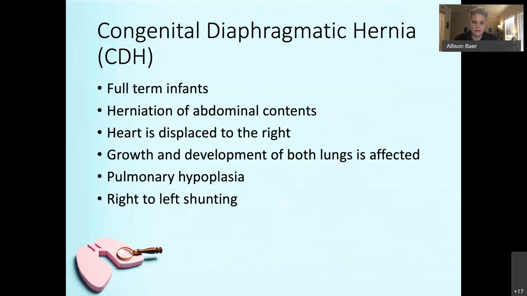And usually that's going to then push the heart over to the right. And it's going to affect the growth and development of the lungs. So depending on how severe this is, those lungs may not have had much of a chance at all to develop, especially on the affected side. But even because everything's getting pushed over, even the unaffected side, that lung doesn't have a chance to develop like it should either. And then you're going to see right to left shunting in their heart because those lungs didn't develop, it increases that vascular pressure, which is going to push the blood to the left.